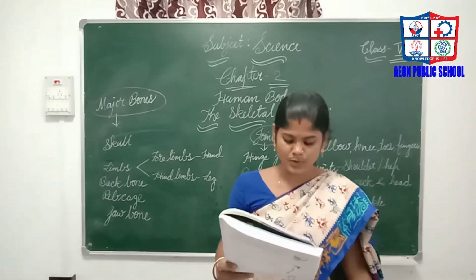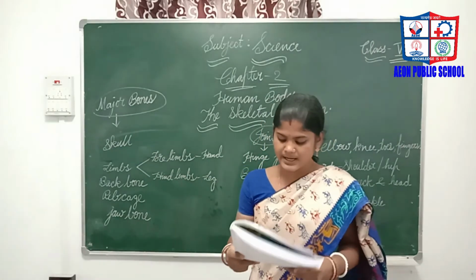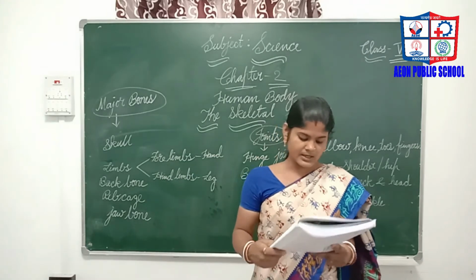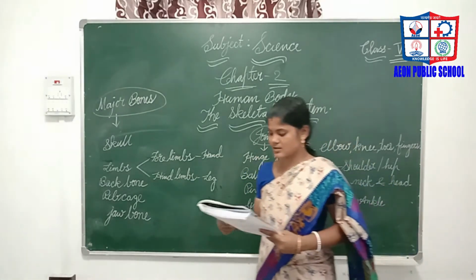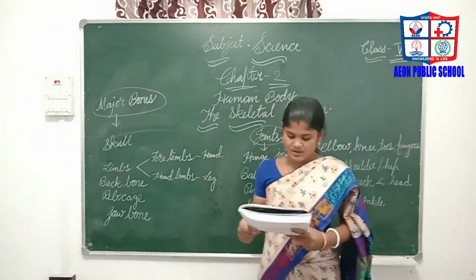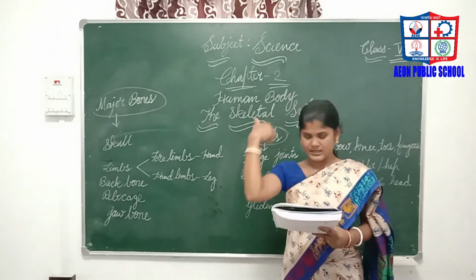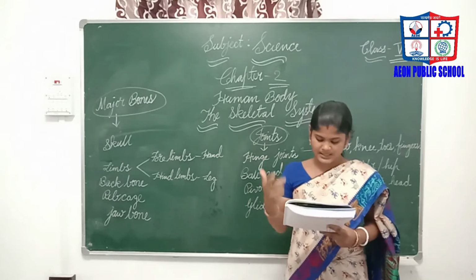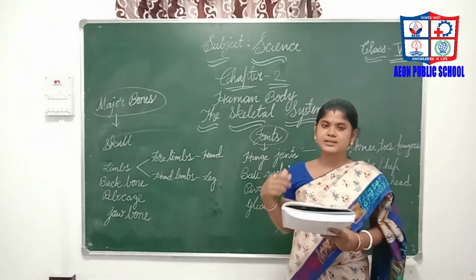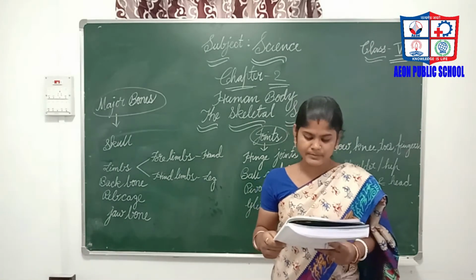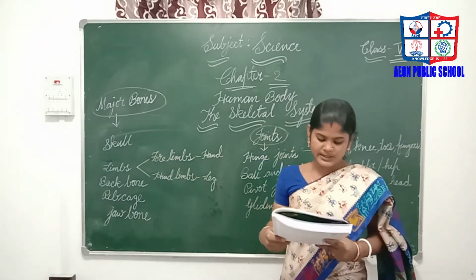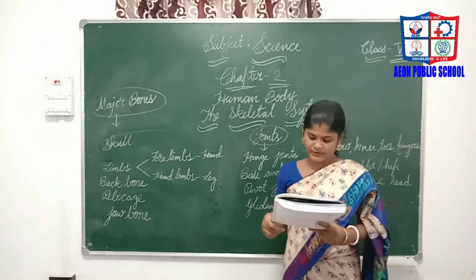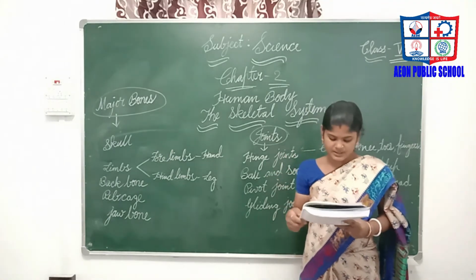The skull is the bony framework of the head. It covers and protects the brain. It also provides shape to the face. So the skull is the framework of the head part. It covers and protects the brain, so our brain is protected by our skull. It also provides shape to the face. So it gives shape to our face.